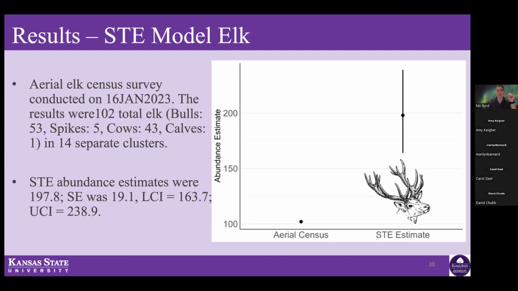For elk, the aerial Blackhawk survey that we had done came to a total of 102 elk. And with our STE abundance estimates, we were able to estimate 197 elk. It should be noted that during our aerial census survey, a herd had apparently migrated just off post, about 100 elk that had hit an ag field just outside the boundaries of Fort Riley, so they couldn't technically be counted.